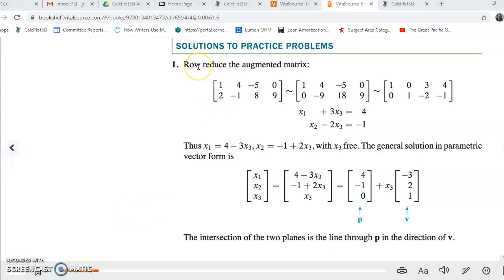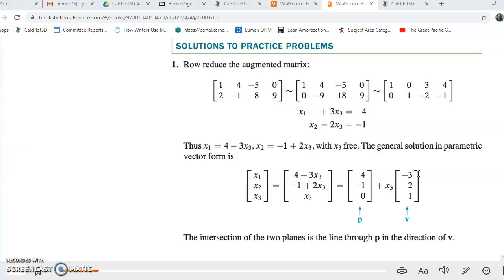All right, so this was the solution to that first problem. And here you solved for x1 and x2, the basic variables, and x3 was your free variable. And that free variable ends up becoming the parameter, so we call that t. Okay, so this was x1 equals 4 plus t times negative 3. And that's what I entered into that 3D plotter.